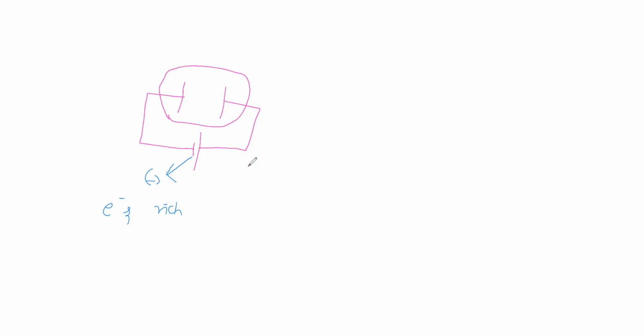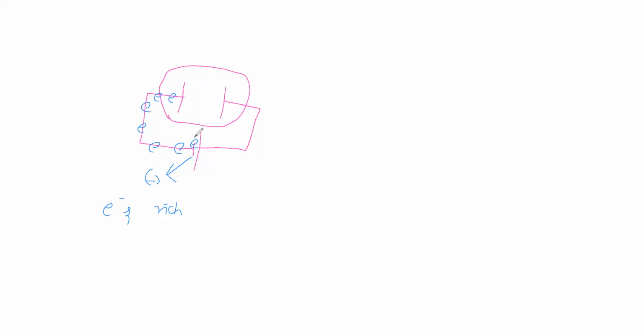So now, here this is a metal wire. This metal wire has free electrons. Okay. Now the negative plate is rich in electrons.